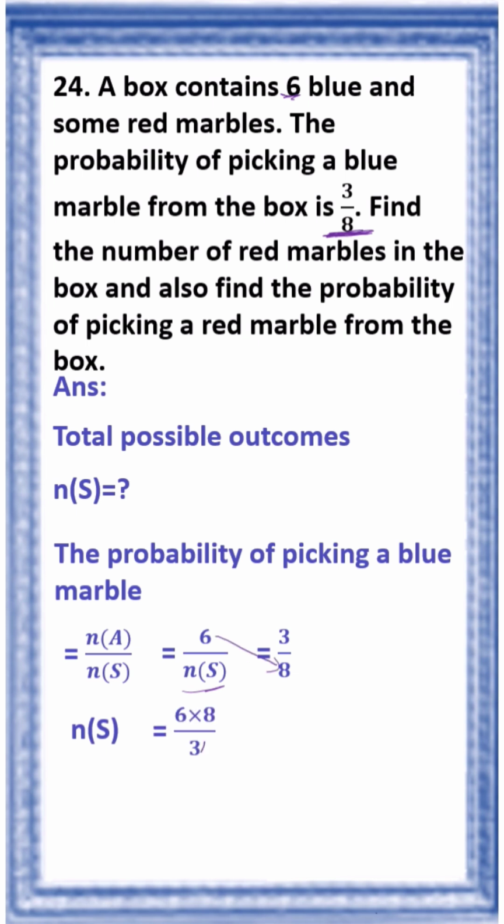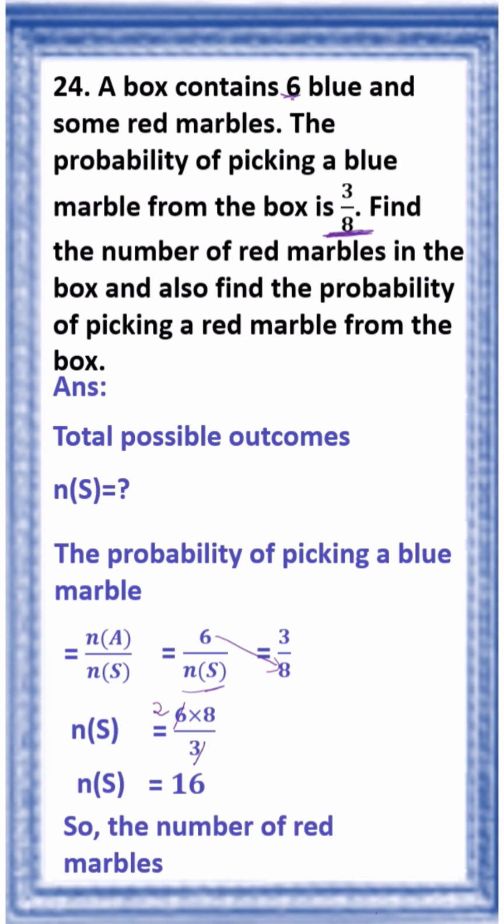Here 3 ones are, 3 twos are, so 8 into 2 is 16. So the total number of marbles is 16. Of them 6 are blue. So the number of red marbles, which is the answer to the question, is 16 minus 6, that is equal to 10.